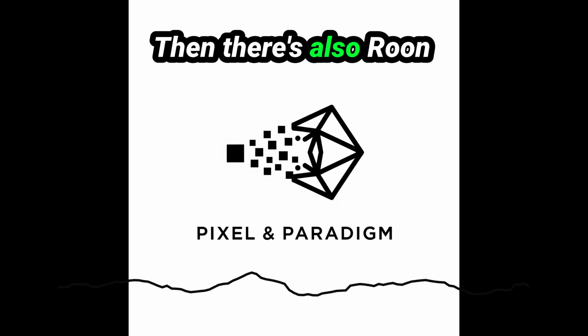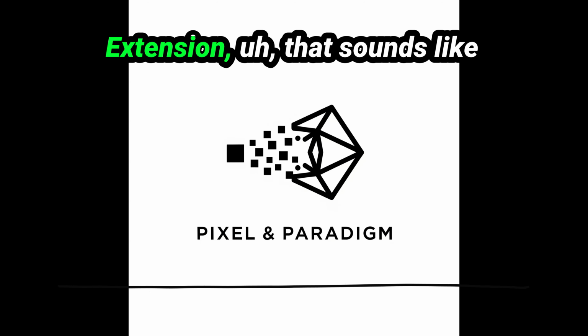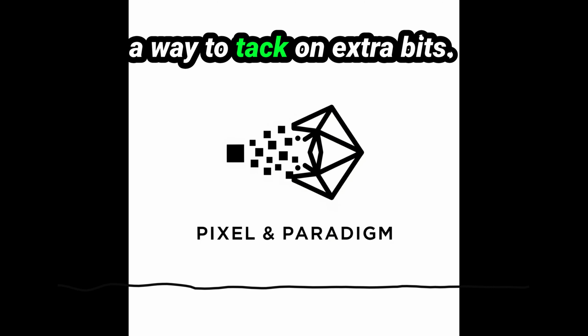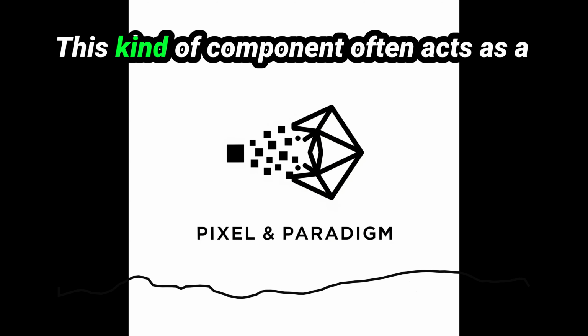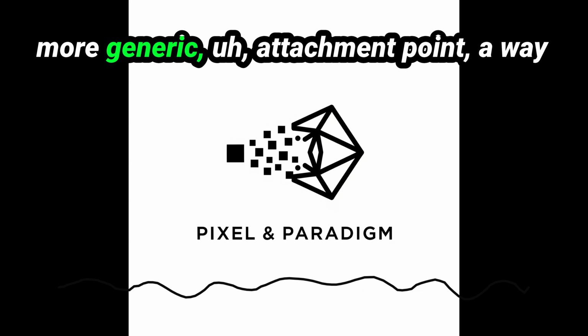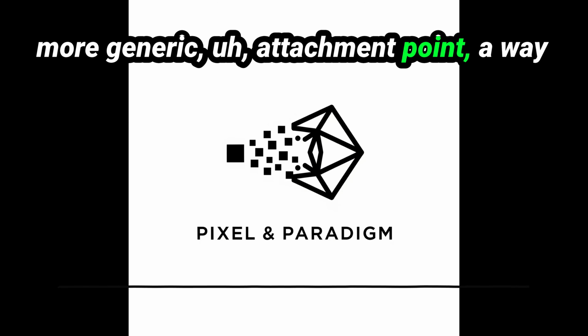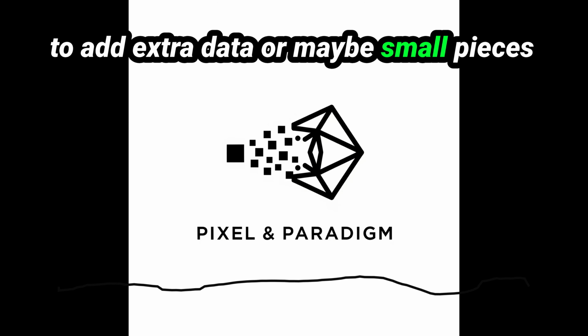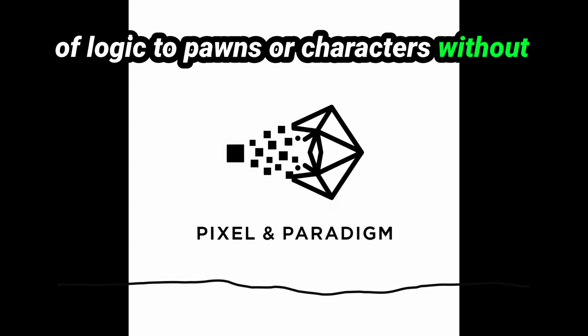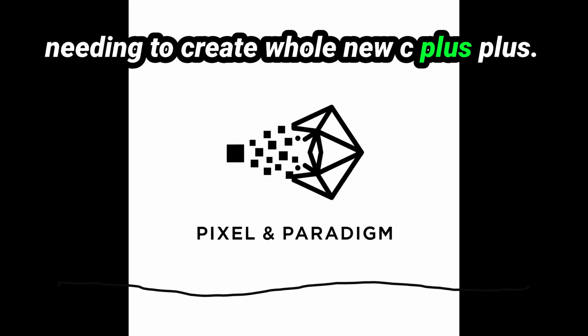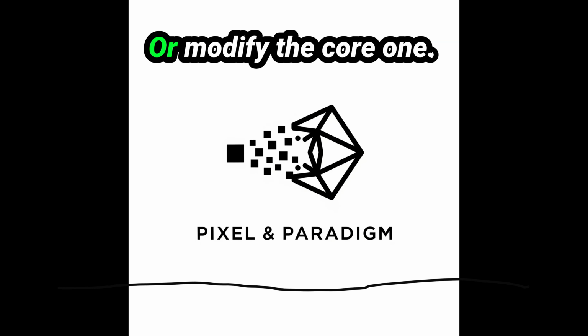Okay, makes sense. Then there's also LyraPawnExtensionComponent. Extension. That sounds like a way to tack on extra bits. It does, yeah. This kind of component often acts as a more generic attachment point, a way to add extra data or maybe small pieces of logic to pawns or characters without needing to create whole new C++ classes every time or modify the core one.